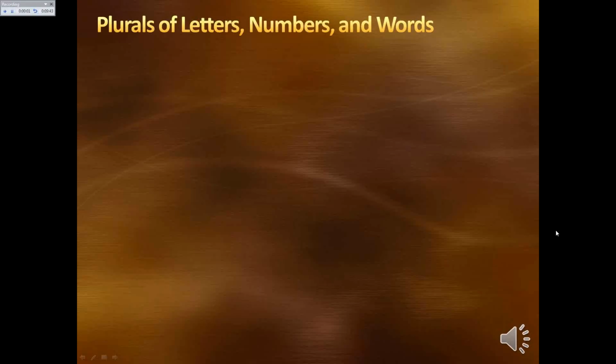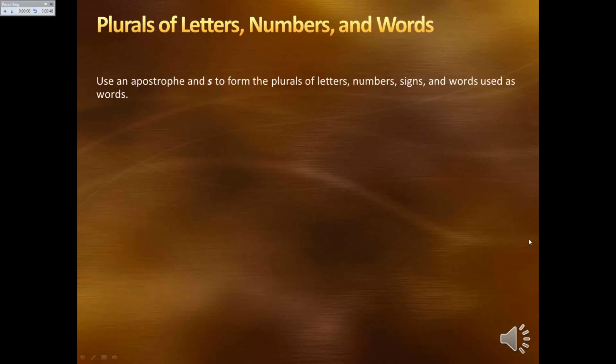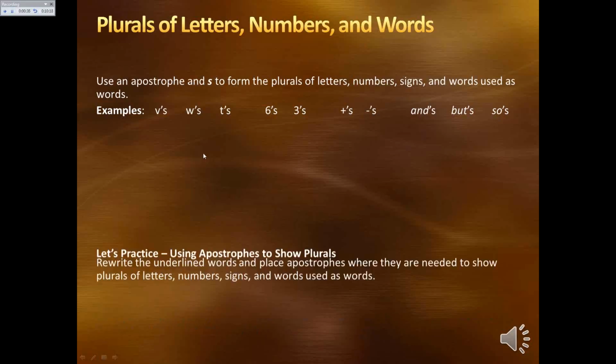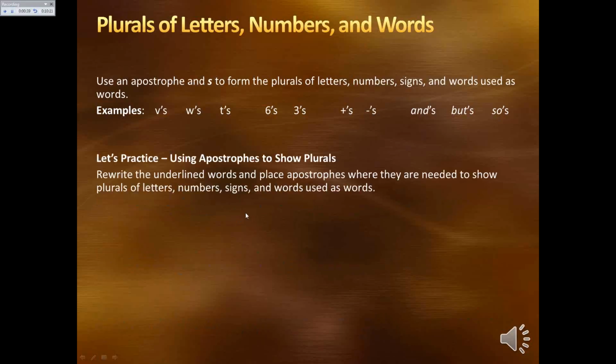And our last rule is to show plurals of letters, numbers, and words. We use an apostrophe and S to form the plurals of letters, numbers, signs, and words used as words. So here we've got V's, W's with the apostrophe S, T's, sixes, threes, pluses, minuses, and here are some words, ands, buts, so's. So I could have said, your essay has too many ands in it. Do you understand? Or when you speak, you say you have too many so's in your speech pattern. That pertains to me, I know.